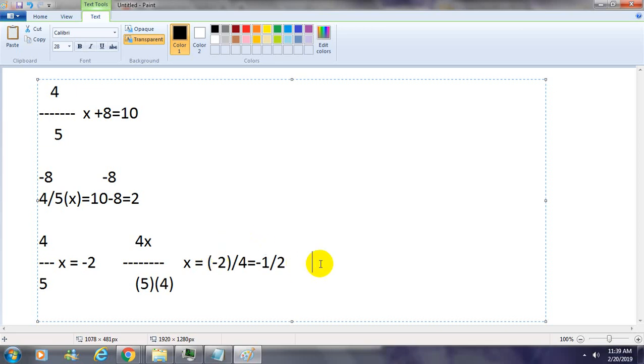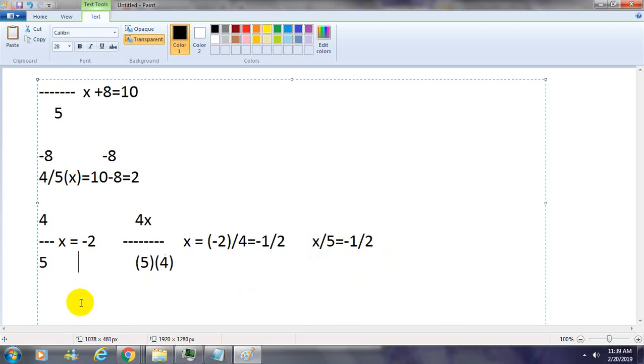So therefore, we basically have x divided by 5 equals a half, right? We blew away the 4 in the numerator by dividing everything by 4. Now notice we have x divided by 5 equals a half, okay? So that's this problem.